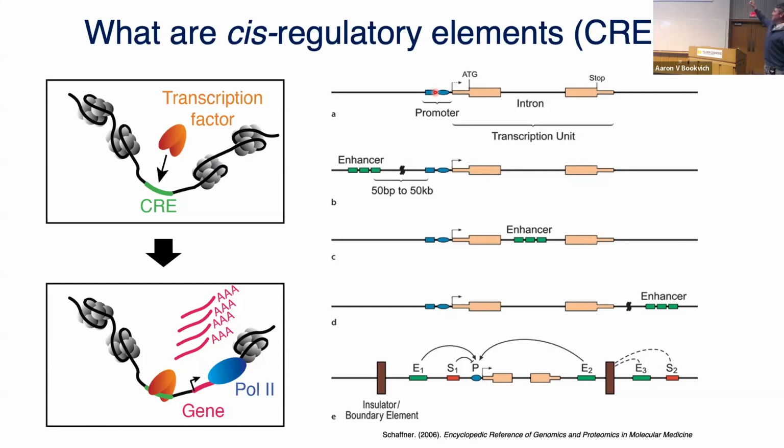And so all of these different classifications of cis-regulatory elements also exist in plants. We have evidence for insulators, silencers, promoters, and enhancers. And they can have huge impacts on phenotypes.